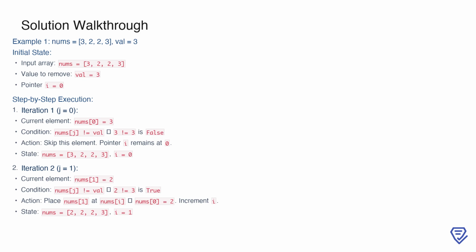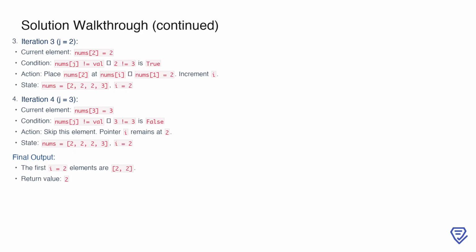Moving to the second iteration, the current element is nums[1], which is 2. This time, 2 is not equal to 3, so we place nums[1] at the position pointed to by i, which is nums[0]. The array updates to [2, 2, 2, 3], and we increment i to 1. In the third iteration, the current element is nums[2], which is again 2. Since 2 is not equal to 3, we place it at the position pointed to by i, which is nums[1]. The array remains [2, 2, 2, 3], and i is incremented to 2.